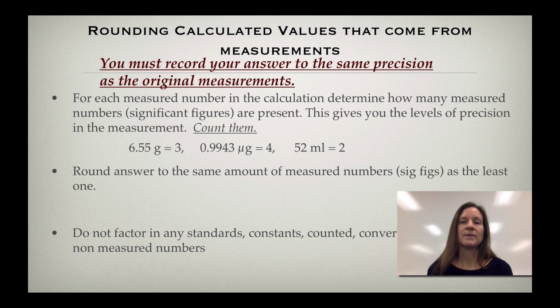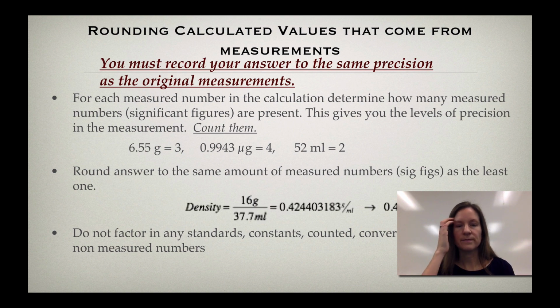So again, I take my measured values, I calculate like I normally would, then I go back to the numbers I used and figure out how many significant digits they have. Then I round my final answer in order to reflect precision by the least precise measurement. So essentially, the least precise measurement limits my ability to report further digits.